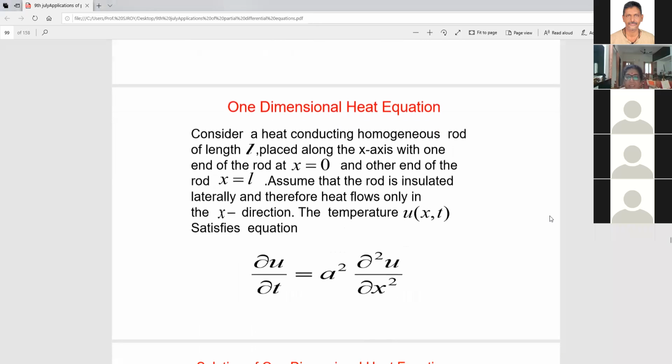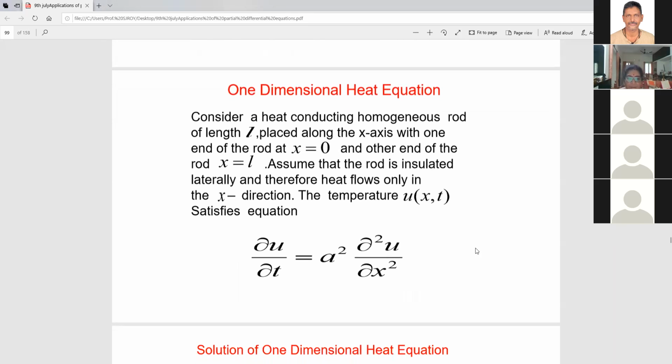So next comes the one-dimensional heat equation. ∂u/∂t equals a squared times ∂²u/∂x². So these all come under applications of your PDE only. Once again, here you are getting the PDE because this heat equation will be taking some rods, right? Some places will be insulating. It's in our hand. If you insulate the rod completely, it becomes a one-dimensional heat equation.